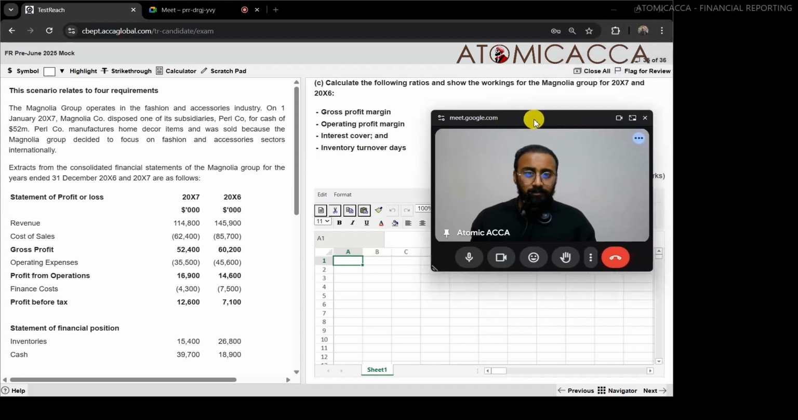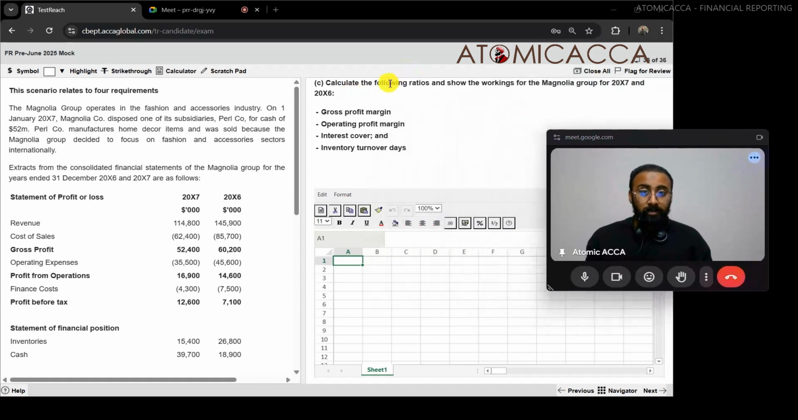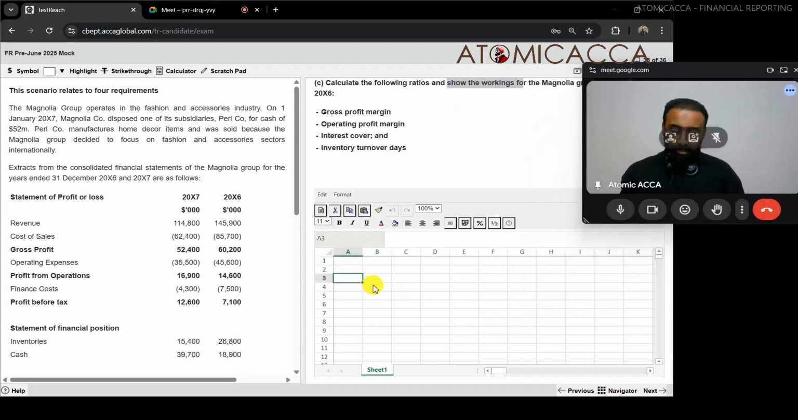So what we have to do now is calculate the ratios, but we have to show the workings also, for 20x7 and 20x6. So we can just write like this. We need to calculate 1, 2, 3, 4. This is the name of the ratio we're calculating, this is the working and the answer for 20x6, and this is the working and the answer for 20x7. Just keep in mind, this side is 20x6 and this side is 20x7, so don't flip the columns and write it very carefully.